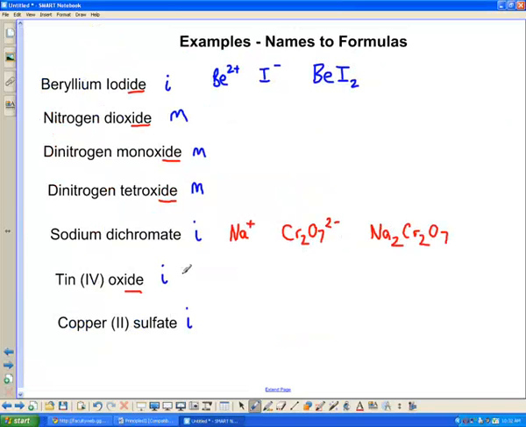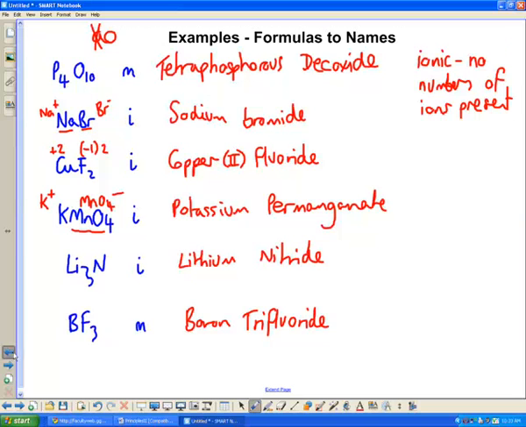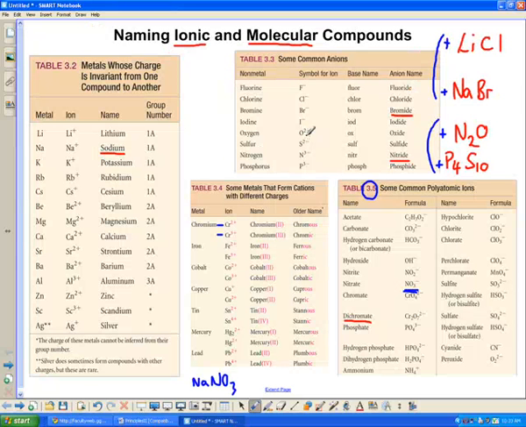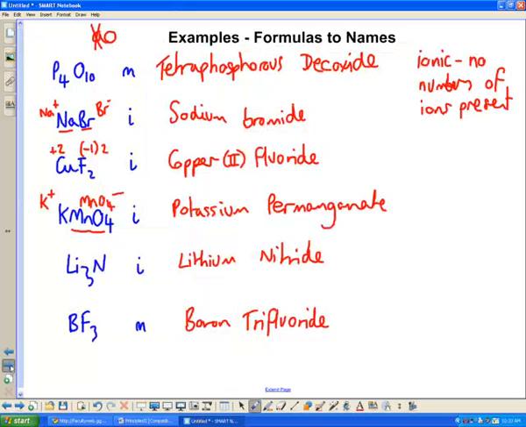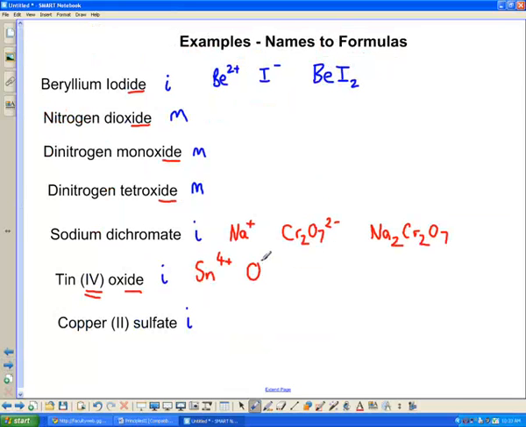Tin 4 oxide. Now the formula for tin is Sn. Tin is a transition metal, so you would have to be told the charge of tin. Is there anything here that tells you what the charge of tin is? Well, of course, yes, there is this 4. Therefore, the charge on this tin is 4+. The charge on oxygen, well, oxygen is in group 6, wants to gain 2 electrons, so therefore it forms a charge of 2-. So therefore O2-. Therefore, how many oxygens do we need for every 1 tin? Of course, that is 2.